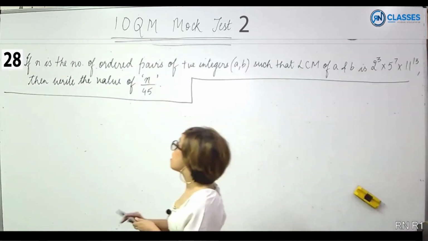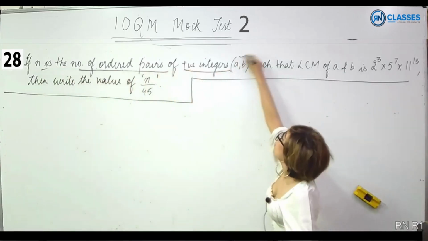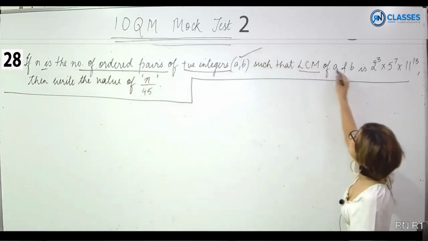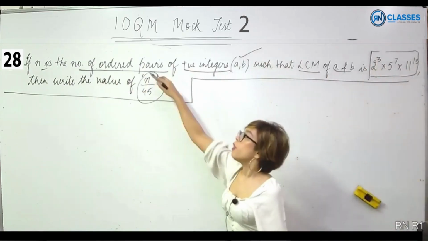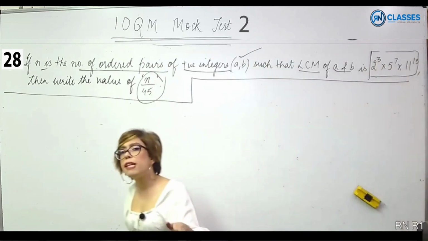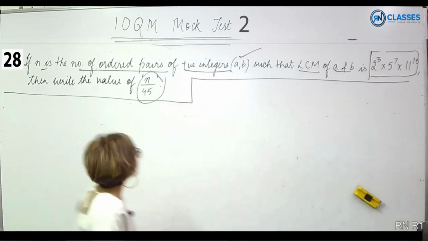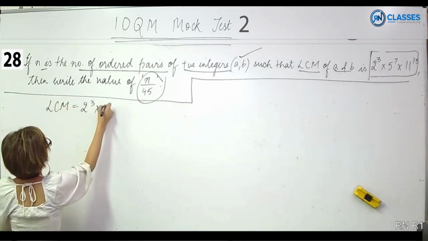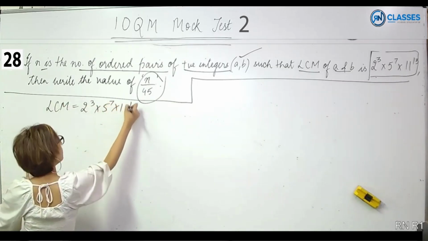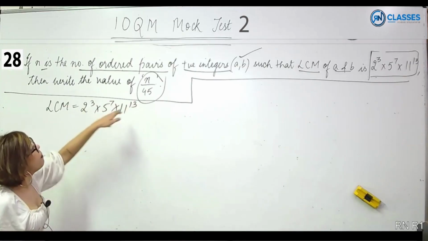Now, he says if n is the number of ordered pairs of positive integers a, b, such that the LCM of the two numbers is this, then write the value of n by 45. So basically, I need to find the number of ordered pairs a, b such that the LCM is this, right? So LCM is given to be 2^q into 5^7 into 11^30. Right? I need to find the ordered pairs a, b.